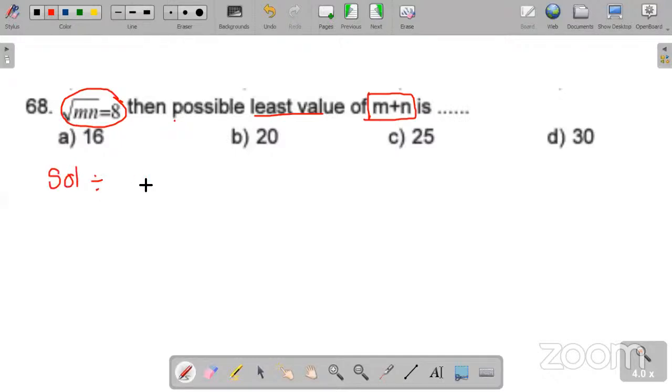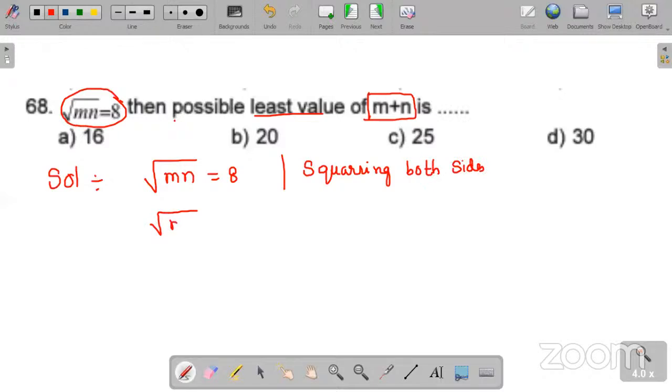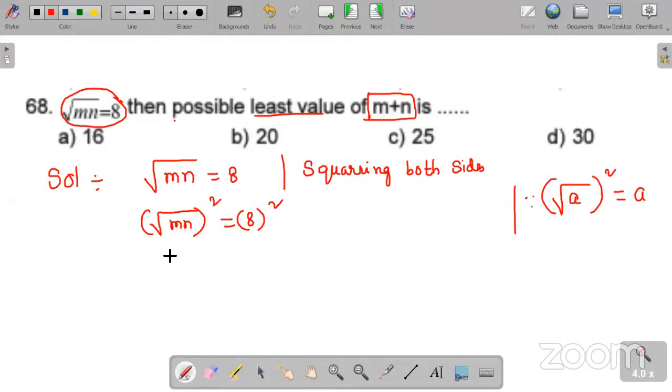So now let us try here. How to proceed? What is given? Root mn is equal to 8 given. So now squaring on both sides. Root of mn whole squared is equal to 8 squared. My dear students, remember this: root a whole squared is equal to a. So root mn whole squared is mn. 8 squared is 64. So that means the product of the two numbers is 64.